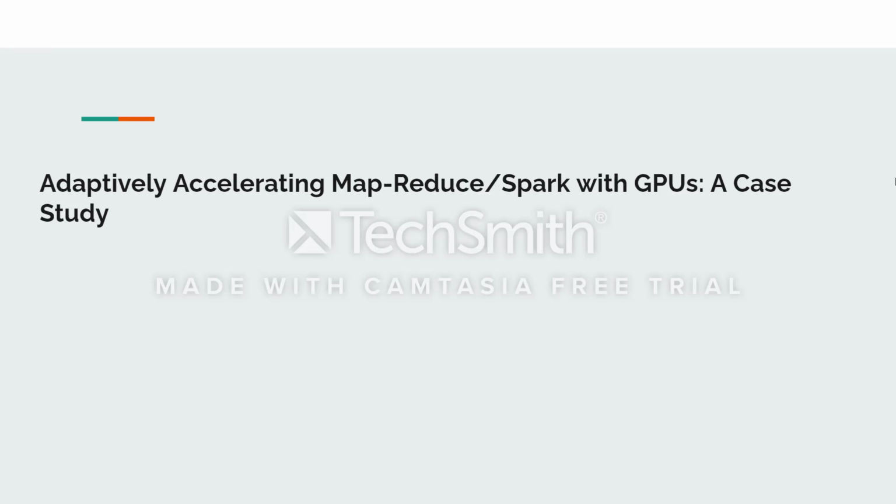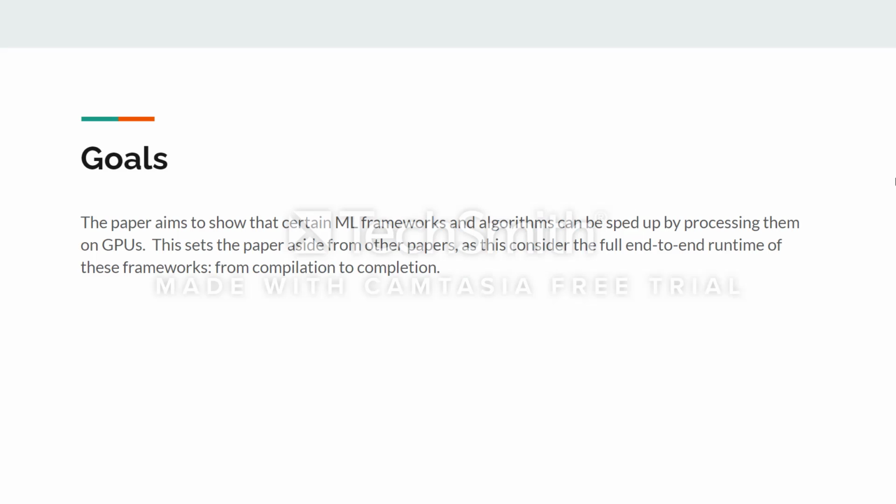In this video, we're going to be looking at a paper called Adaptively Accelerating MapReduce and Spark with GPUs, a case study. This paper essentially takes a computer which only has CPUs and a computer which has CPUs and GPUs, and then it runs machine learning algorithms on both of them and compares them. And it finds that running the algorithms on a GPU and making use of the GPU has a much shorter runtime than just the CPU.